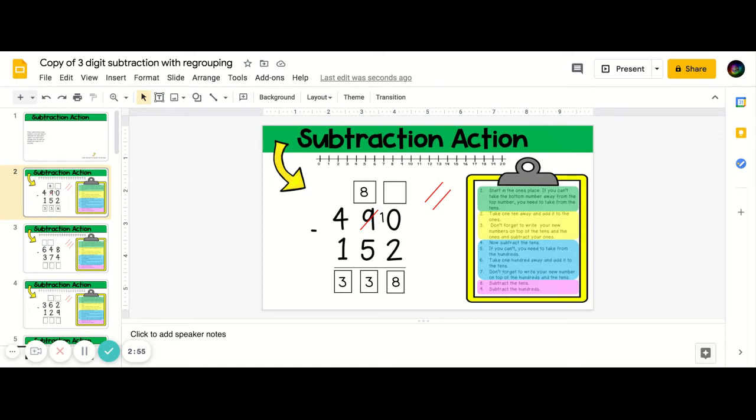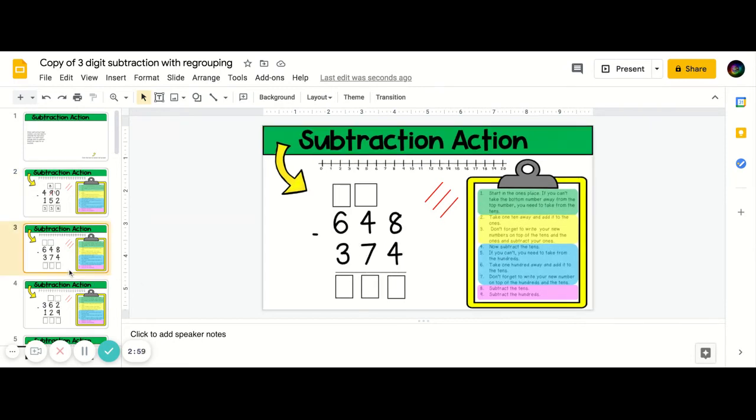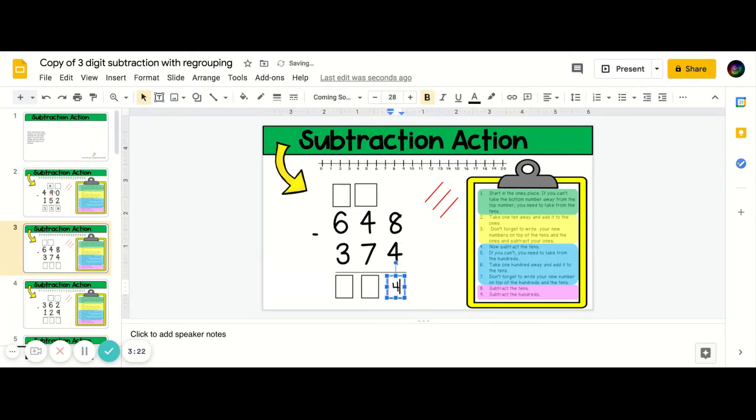Great job. Let's do just one more to make sure that we've got this down. Okay, here we go. We start from which position? That's right, the place value that we start at is the ones. And that is over here on the right. So 8 minus 4. Well, I can take away 4 from 8 because 8's bigger. So 8 minus 4, I know, is 4.